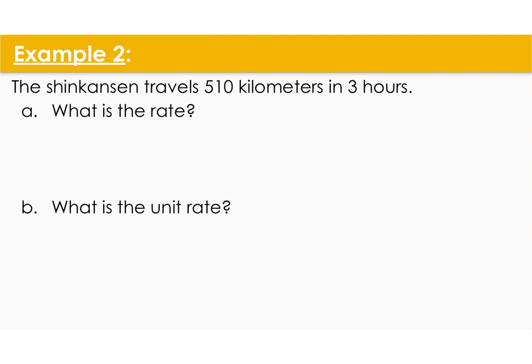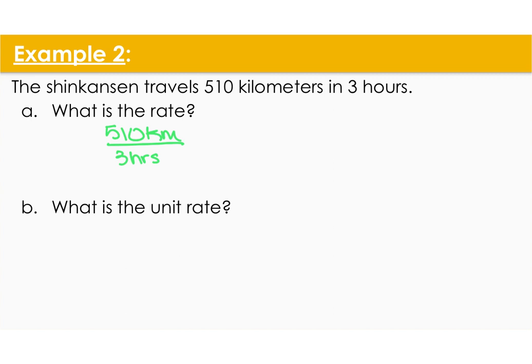The Shinkansen travels 510 kilometers in 3 hours. What is the rate? So I'm going to compare the two quantities. So I have 510 kilometers per 3 hours. So remember, a rate is just comparing two different measurements. So we have kilometers and hours here. Now to find the unit rate, we want either the numerator or denominator to equal 1. And we can do that by dividing.